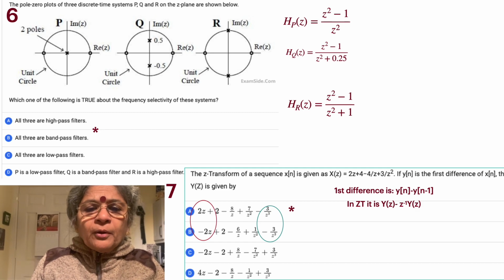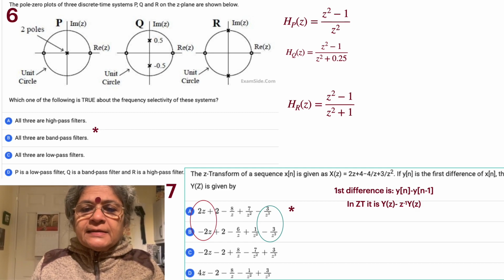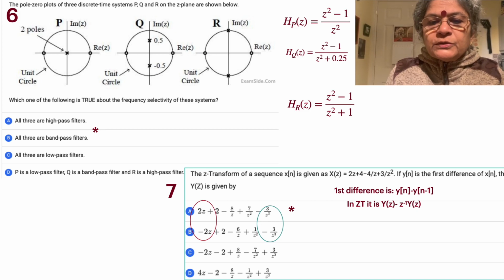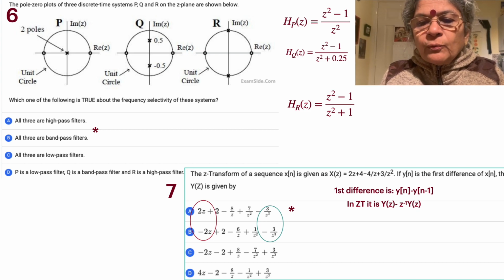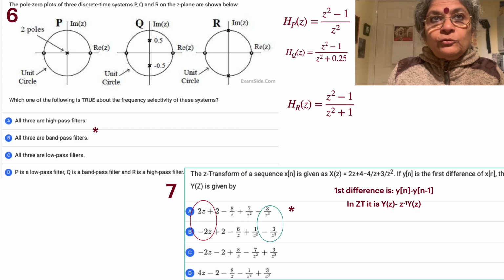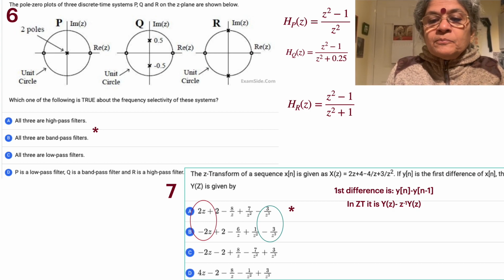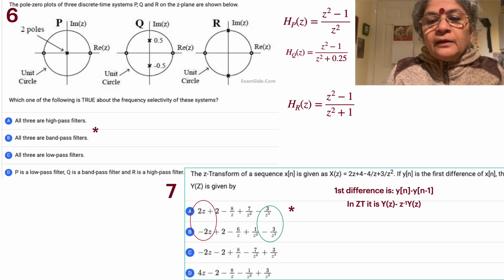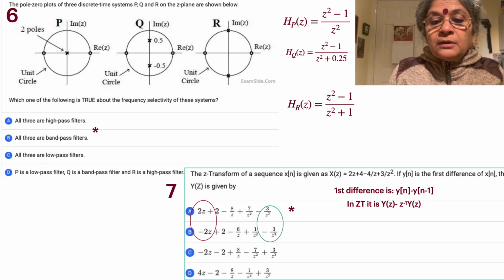The seventh problem: the Z transform of a sequence x[n] is given. Now we have a sequence here, not a model for a system described by a difference equation. Here we have just a simple signal alone. X(z) is given as 2z plus 4 minus 4 by z plus 3 by z square. What do we notice here? We see that it is a non-causal signal because we have 2z. If you multiply throughout by z square to get the right-sided portion as well, then we see that we have a causal and anti-causal signal.